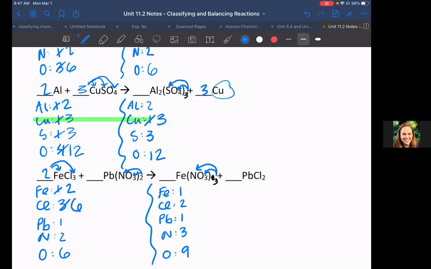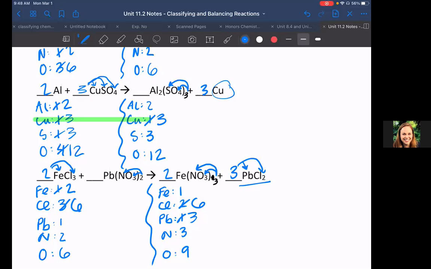Now, to get the other chlorine to 6, we have to multiply it by 3. So that chlorine containing compound, we'll put a 3 in front. We now have 3 leads and 6 chlorines. Now, during that process, what we ended up doing is making our irons unequal. So we have 2 on the left side and only 1 on the right. So I'm going to put a 2 in front of iron nitrate here.